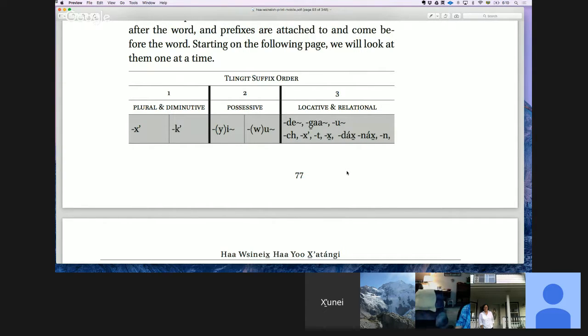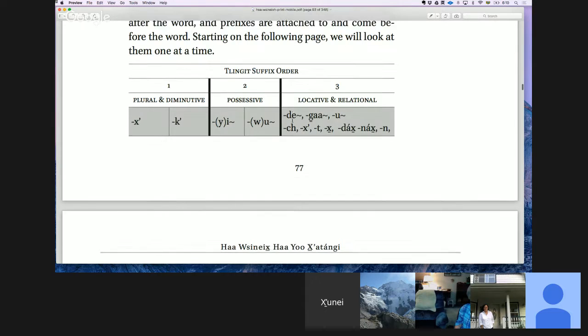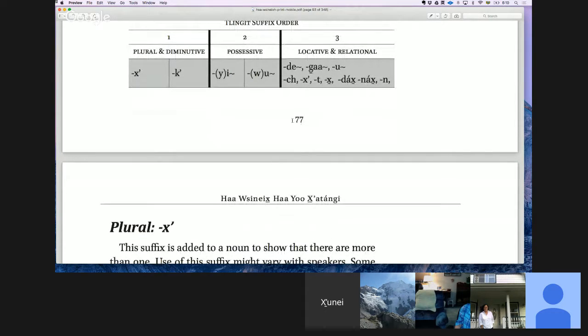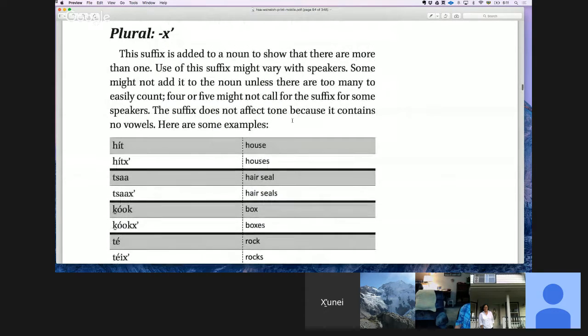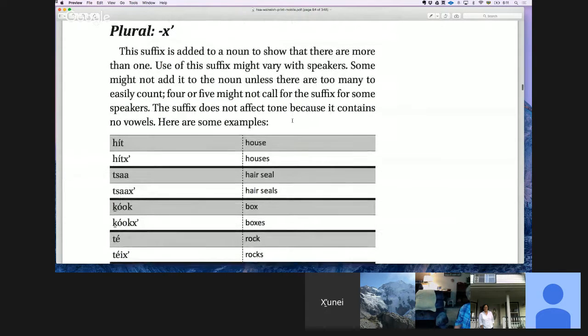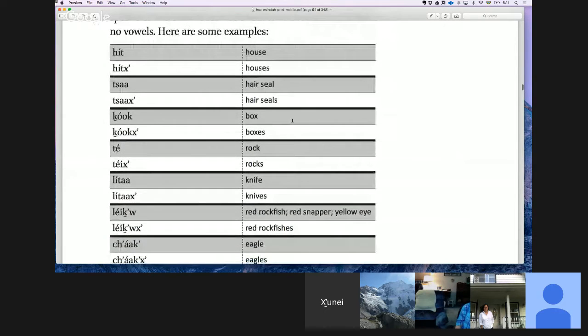And so, like, you could say ach-hit-ch-i-day. And so that would have three of them. So ach-hit-ch, plural, e, possessive, day, towards my houses, right? Because I'm Donald Trump, yuck. So we'll practice just looking at these forms. Just repeat after me.